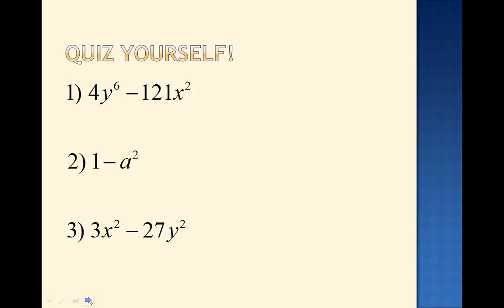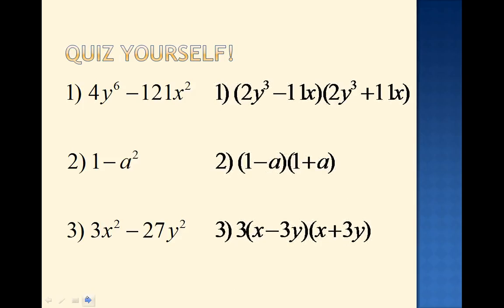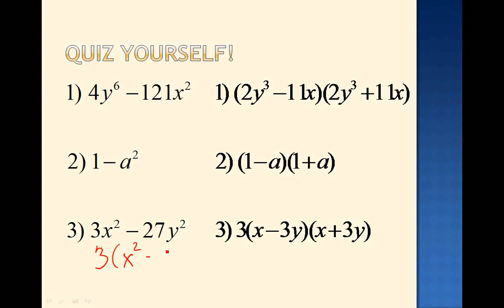Okay, so next up, I know that was fast, but here come our solutions. So you can see that you can easily factor 1 and 2 right away. They're both differences of 2 squares. But down here at the bottom, you first needed to take a 3 out, and then your result was a difference of 2 squares, which you can see that we continued to factor.